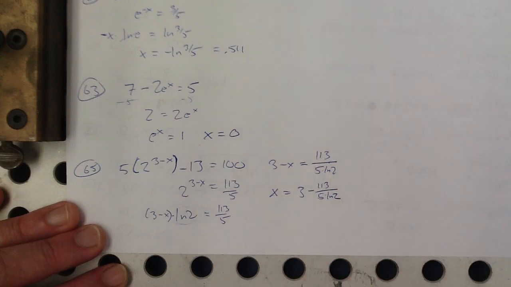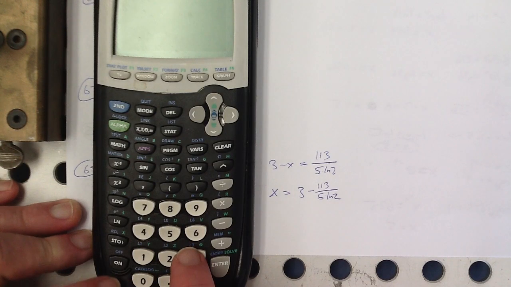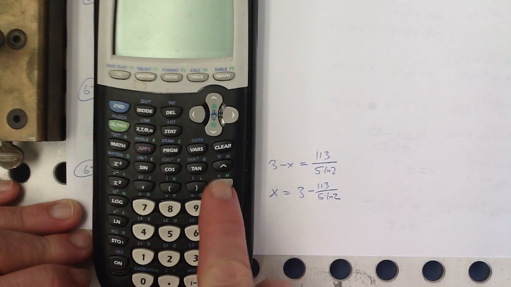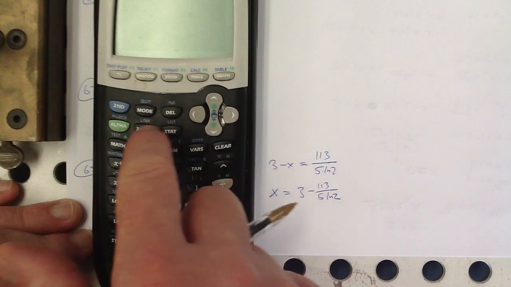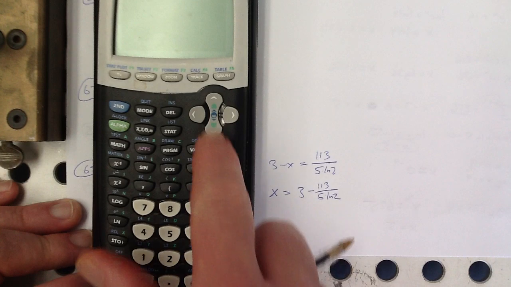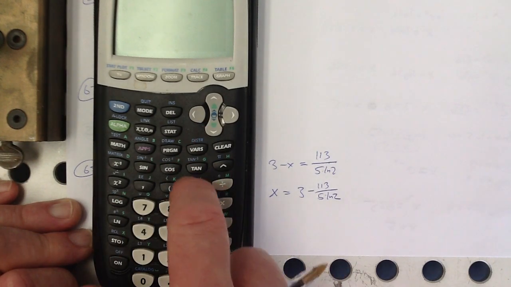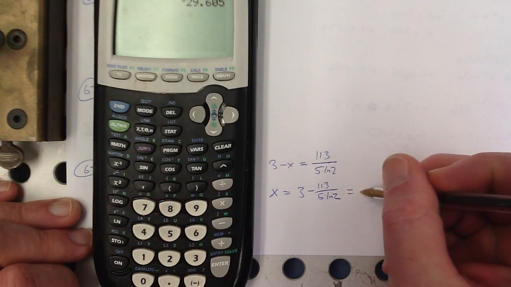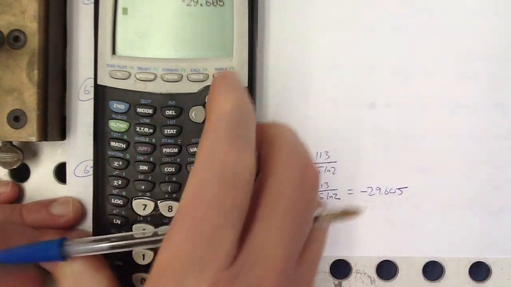Maybe we'll check our answer on this one. This looks like a fun one. So 3 minus 113 divided by, you know what, I should set a good example for you. I should use the little fraction thingy here. 113 over 5 natural log 2. How about that for an answer? And apparently that's equal to negative 29.605. Okay, so let's check our answer.